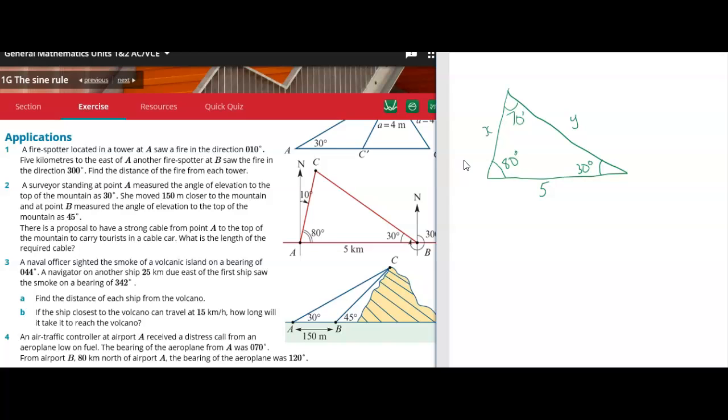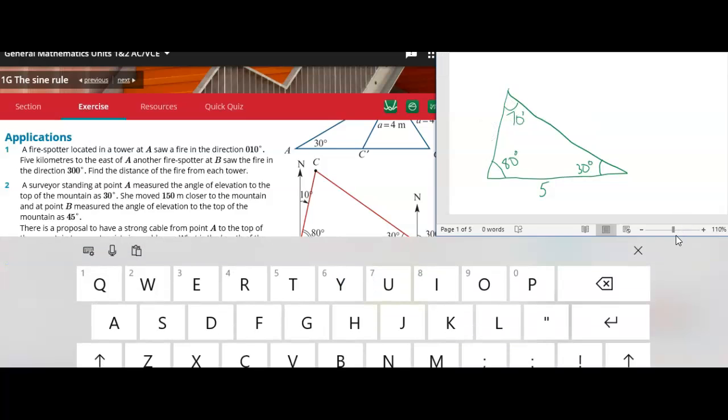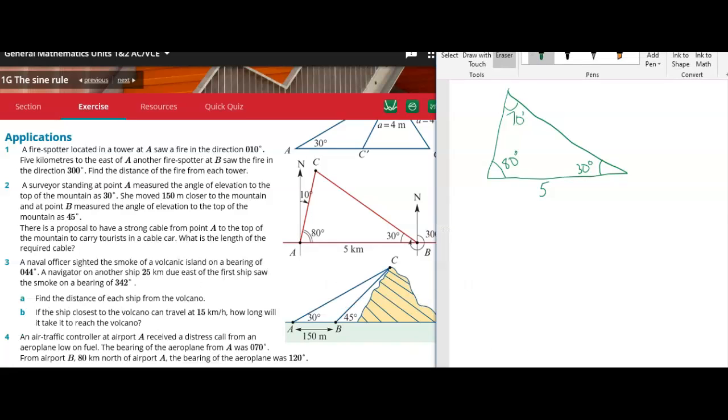Or you could, oh, it's already been labeled A, B, C. Sorry, let's just rub that out. You could keep it as X and Y, but because the triangle's already been labeled A, B, and C, let's stick with that. So A, B, and C. And then we use lowercase a, B, C for the other sides.